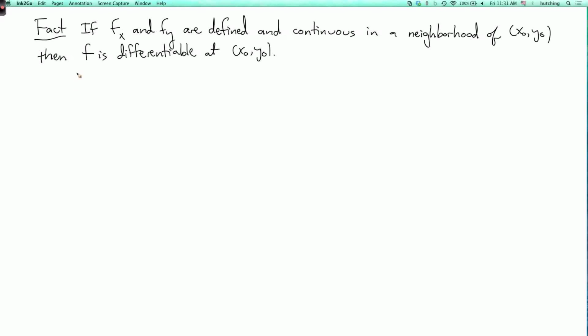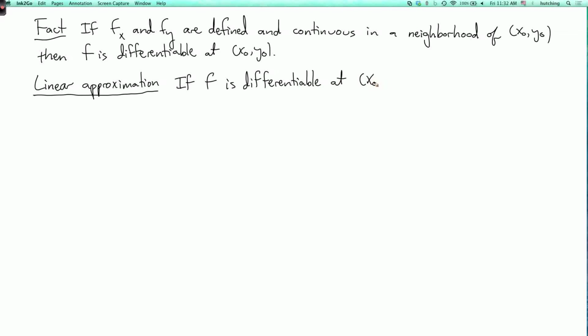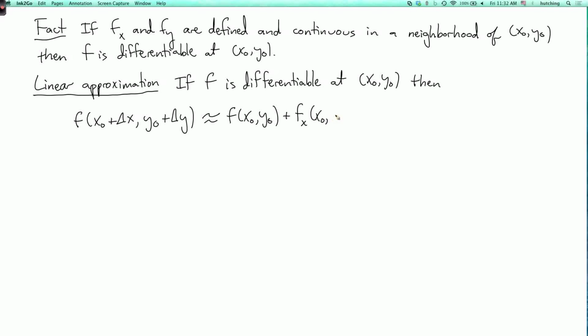Okay, so now what is linear approximation? Linear approximation says that if f is differentiable at a point x0, y0, then if we look at f of x0 plus delta x, y0 plus delta y, this is approximately f of x0, y0 plus fx of x0, y0 times delta x plus fy of x0, y0 times delta y.